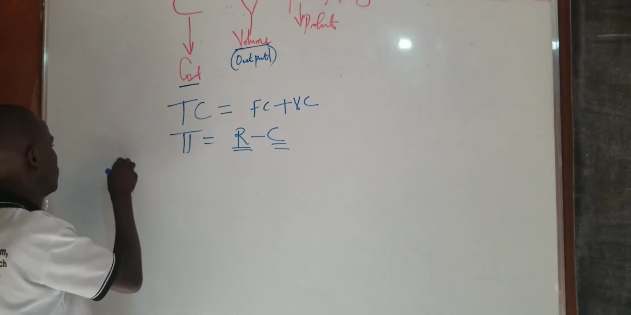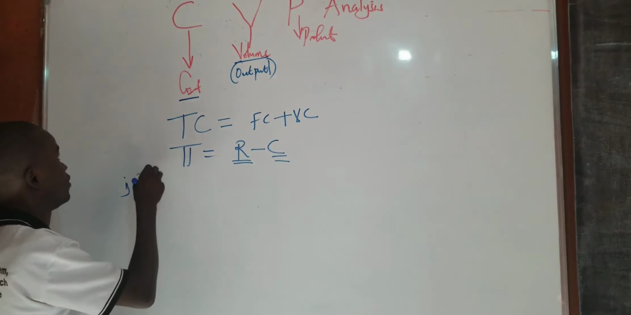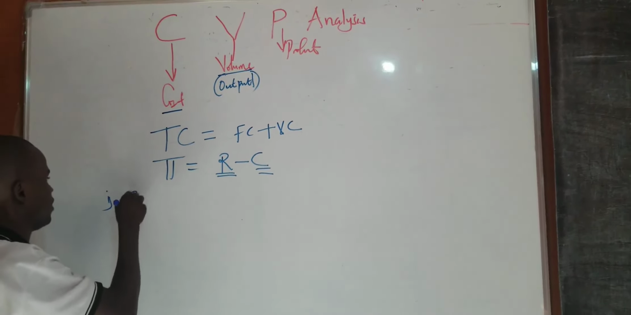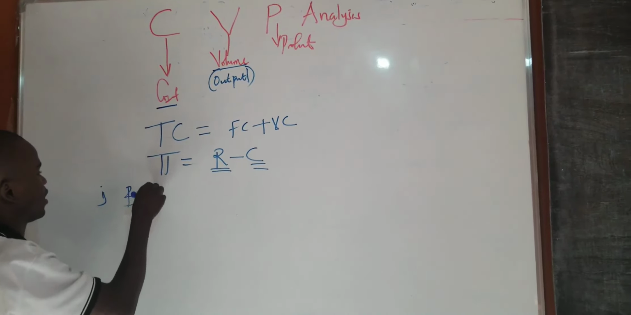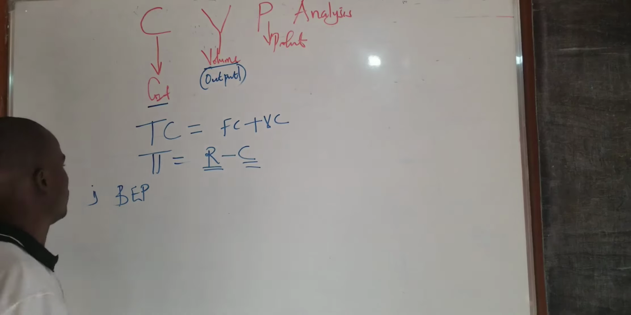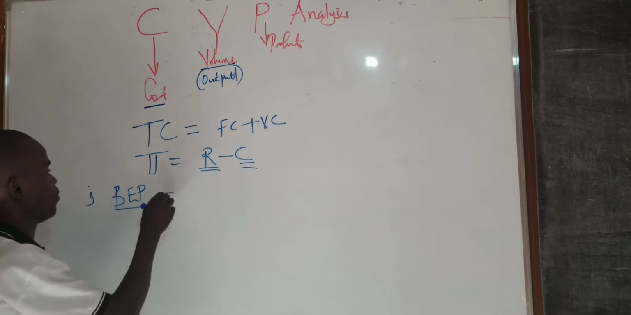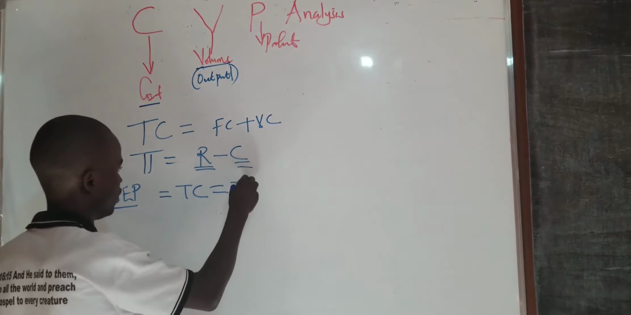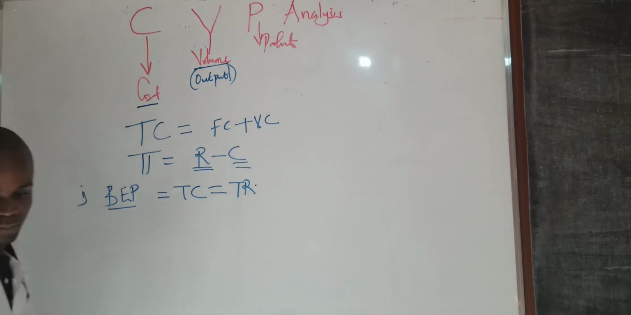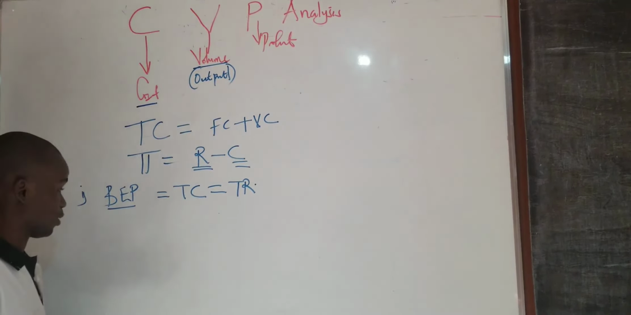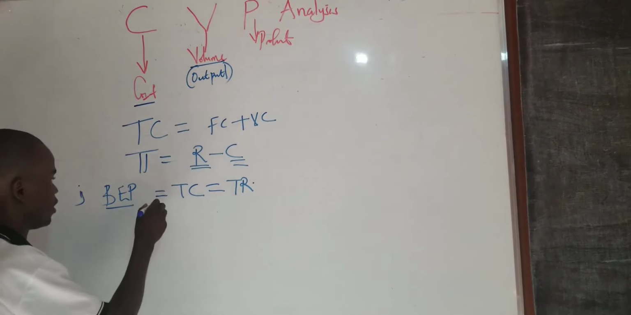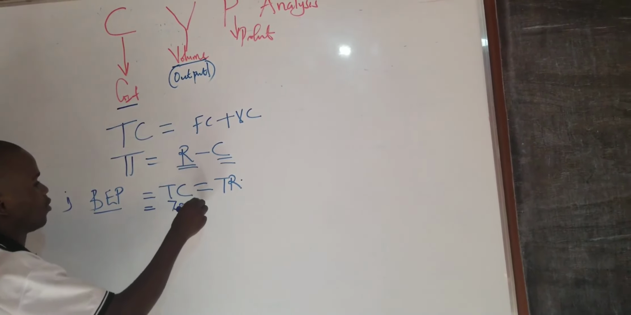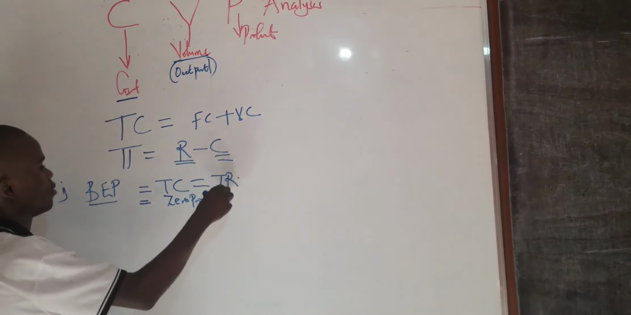We've talked about the cost, the volume, and the profit. We need to know the meaning of the term break-even point of a firm. What is BEP? This is the point when the total cost of a firm is equal to the total revenue. I'm repeating, the BEP is a point when a firm earns zero profits, or normal profits.